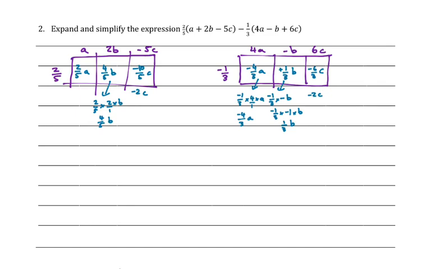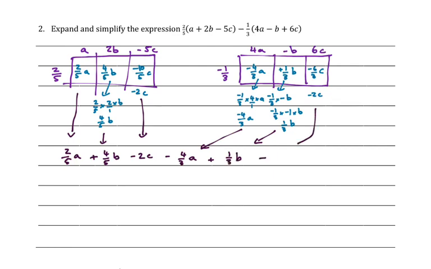Okay, so you don't need to write all of these steps necessarily. I'm just writing them in detail so you can see how all these ideas fit together. Okay, so this term is 2/5 of a. This term is 4/5 of b, and subtract 2c. This term here gives us negative 4/3 of a, plus 1/3 of b, subtract 2c.